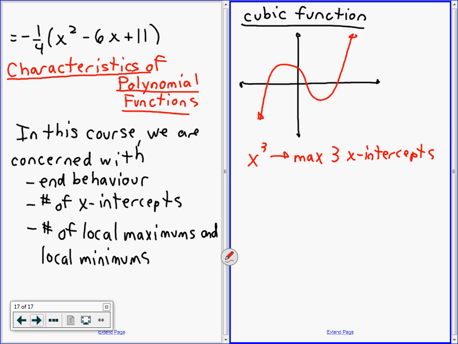Okay, this right here is called a local max or local maximum. This right here is called a local minimum. Okay, so if you take a look at the left-hand side of the graph, the local max is the maximum point on the left-hand side, the local minimum is the minimum point on the right-hand side.